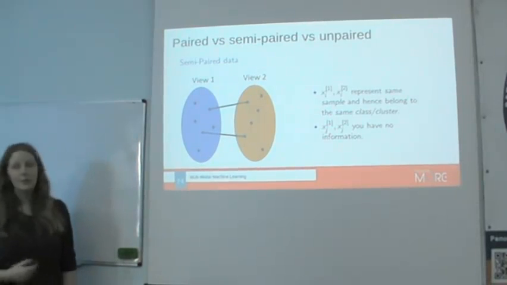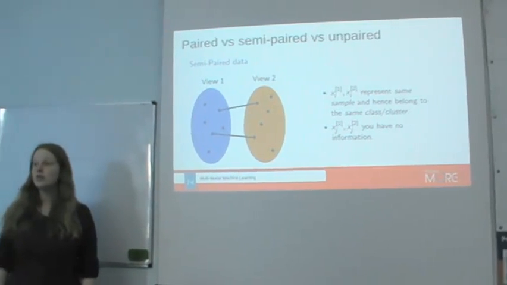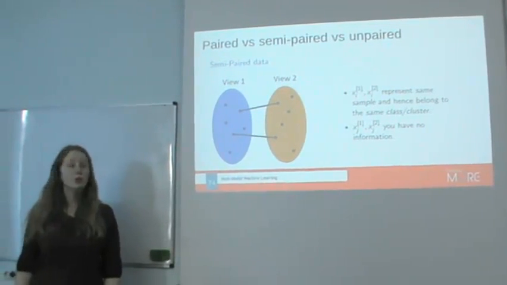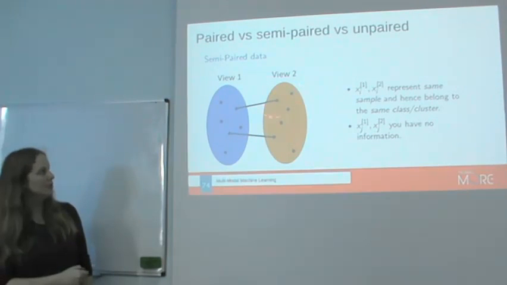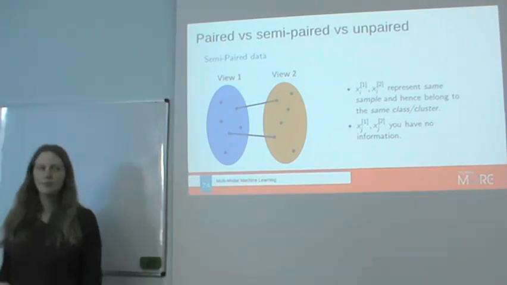That's called semi-paired data. Also, there's a lot of research going on. Usually, they use how close the points are related to each other, and then try to make couplings with points that are here related to each other.